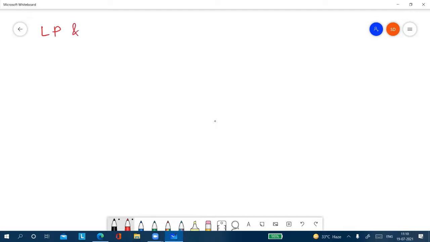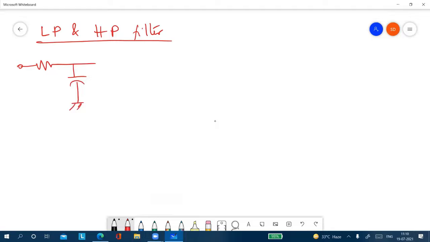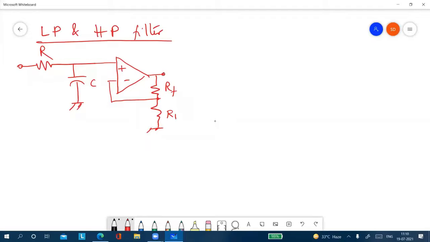LP and HP filter. We know the circuit diagram of a first order low pass filter. It is a simple RC, with an R and C, then an op amp. This is the forward feedback transfer function, with the feedback resistance Rf and R1. This is the circuit diagram of a first order low pass filter. This is the input voltage and this is the output voltage.